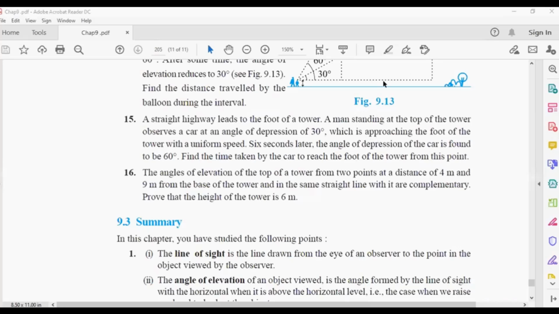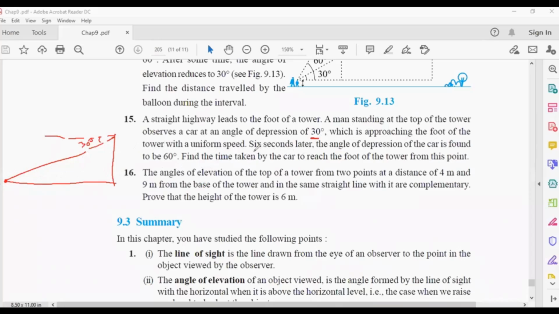A straight highway leads to the foot of a tower. So a tower is there, and a straight highway leads to this tower. And then, from the top of the tower, the observer can see a car at an angle of depression of 30 degree. So from the top of this tower, the observer can see a car coming towards the tower at an angle of depression 30 degrees. So we can mark the angle of depression 30 degree here. The car is approaching the foot of the tower.